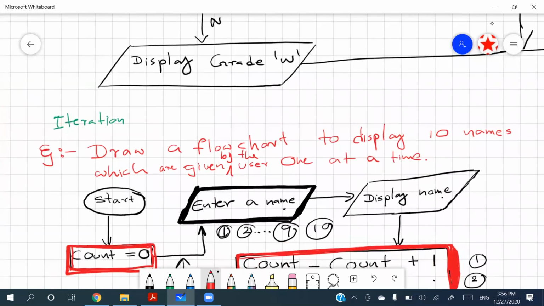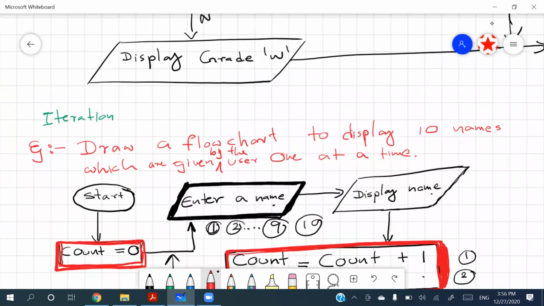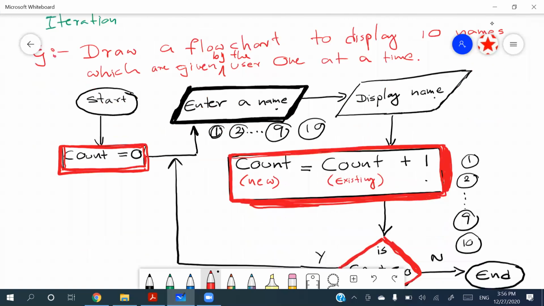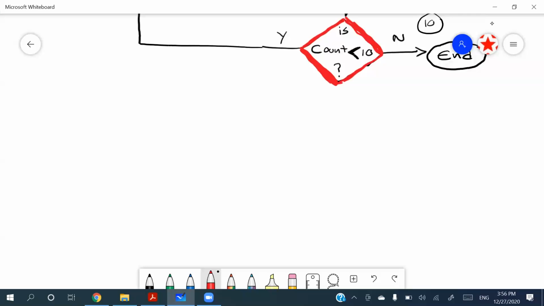Right, let me see the question number 8. Here's your challenge, which is something very similar to the previous one. So question 9.